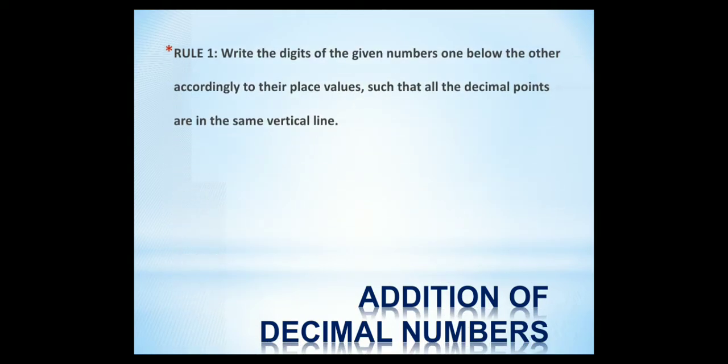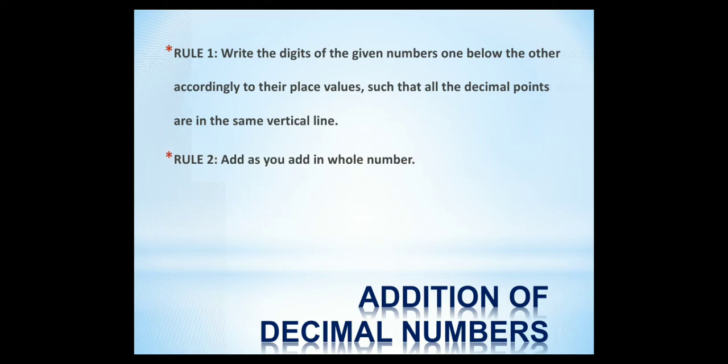To add decimal numbers we have to follow certain rules so that it will be easy for you. The first rule is to write the digits of the given numbers one below the other according to their place value, such that all the decimal points are in a vertical line. Ones should be written in the ones place, tens in the tens place, and thousands in the thousands place. In the same way for decimal places, it is tenths, hundredths and thousandths. So you should not change the places. You should be clear and careful about that.